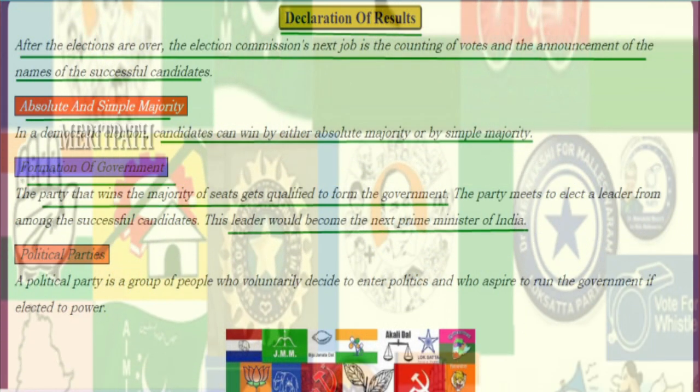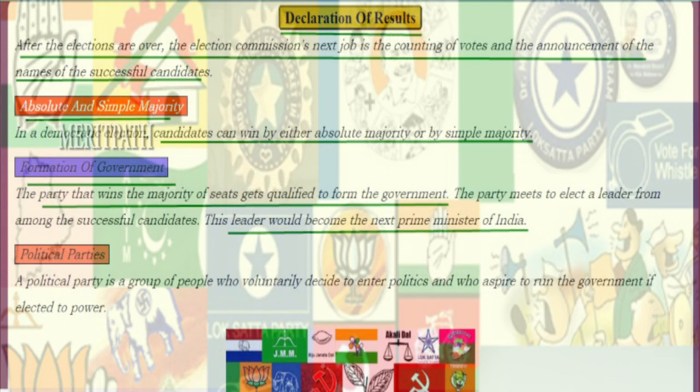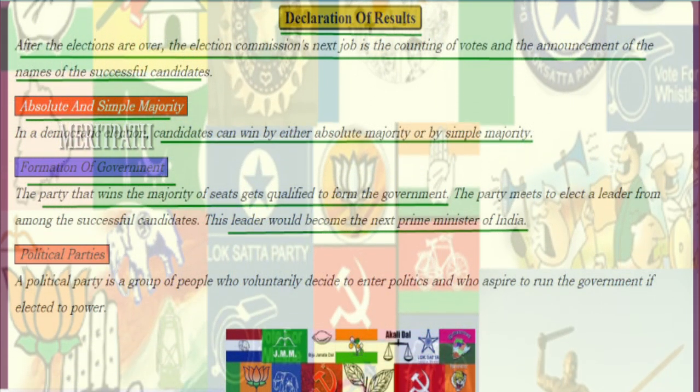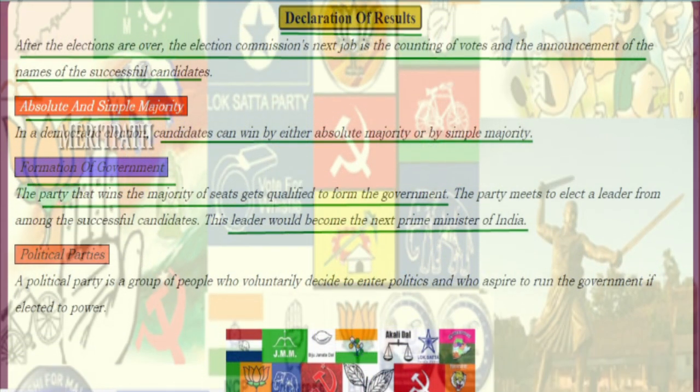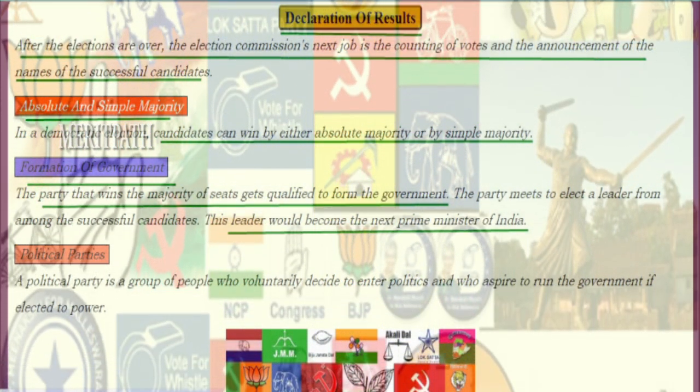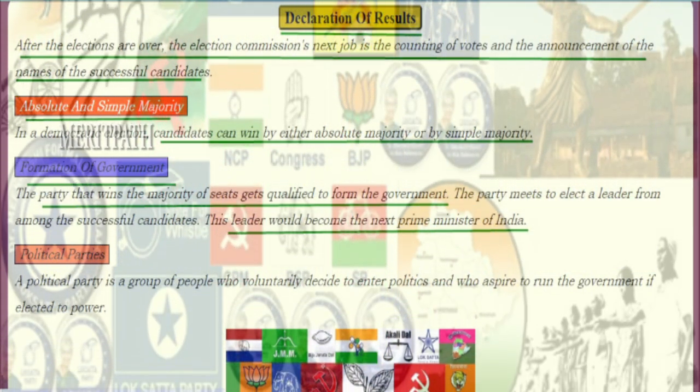Then comes formation of the government. The party that wins the majority of the seats gets qualified to form the government. The party meets to elect a leader from the successful candidates. This leader becomes the next Prime Minister of India.